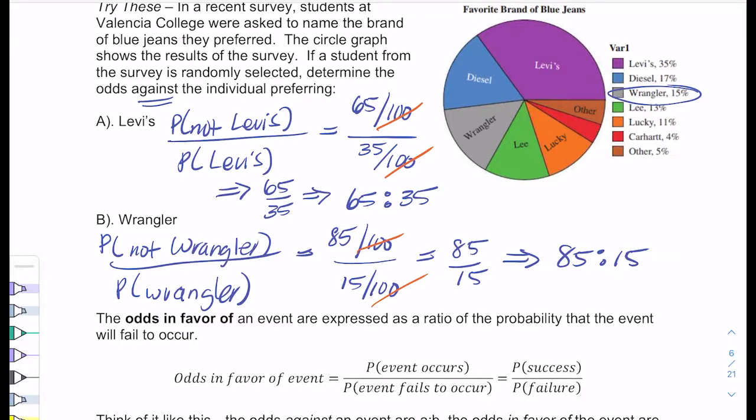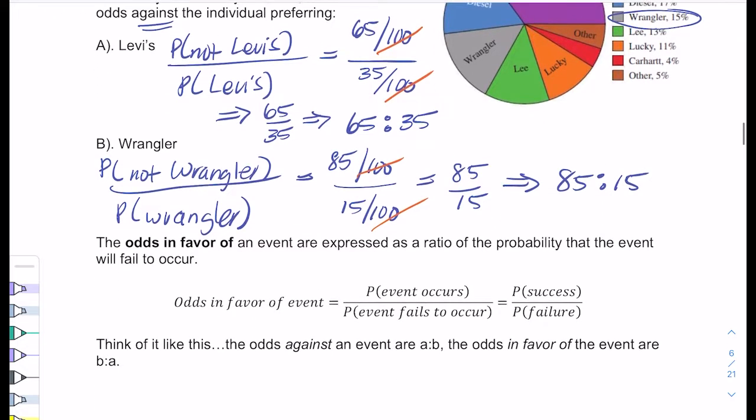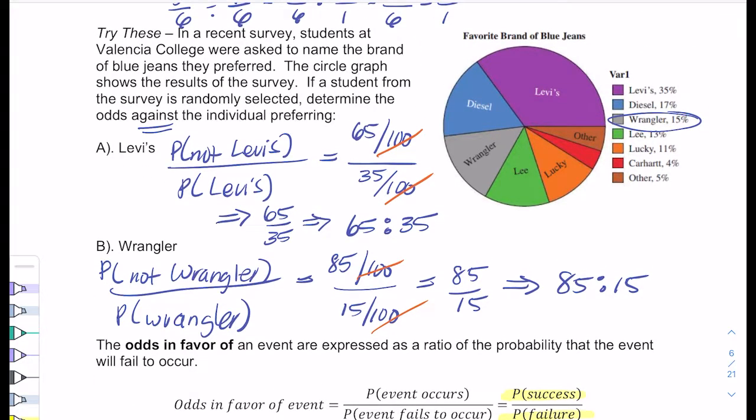Now if we're looking at odds in favor, all we're basically doing is taking our fraction and just flipping it over. So now we're looking at the probability of success over the probability of failure. Think of it like this: odds against an event are A to B, so odds in favor are just B to A. If I went back to the example you just did and I said, determine the odds in favor of an individual preferring Levi's, it would be 35 to 65. And what are the odds in favor of an individual preferring Wrangler? It would be 15 to 85.